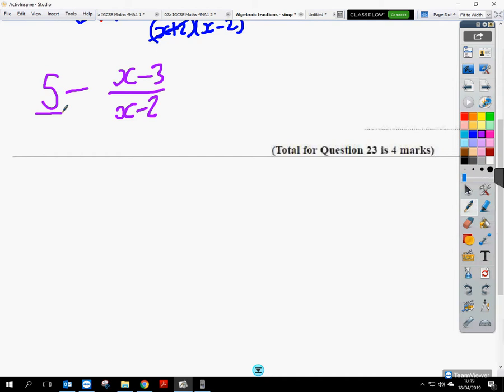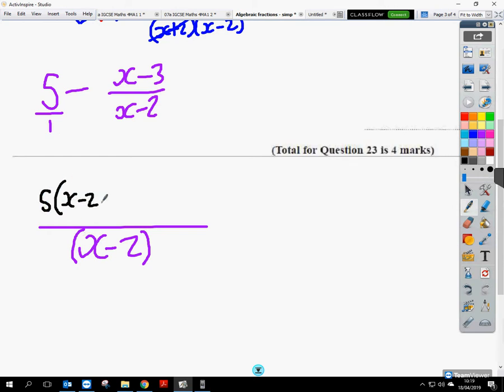But where's the denominator here? Well, think of 5 as 5 over 1. Then a common denominator adds a 1 and x minus 2 is 1 times x minus 2, which is x minus 2. And I don't really need brackets here because there's nothing multiplying it apart from a 1. So what do I times 1 by to get to x minus 2? Times by x minus 2, so I times the top by x minus 2. What do I times x minus 2 by to get to x minus 2? I just times by 1. So I times the numerator by 1. Okay, and don't forget there's a minus here as well.